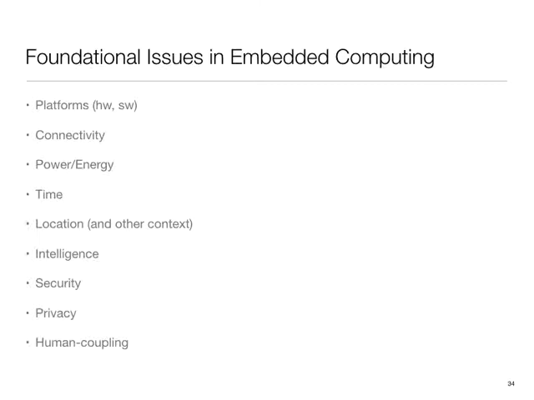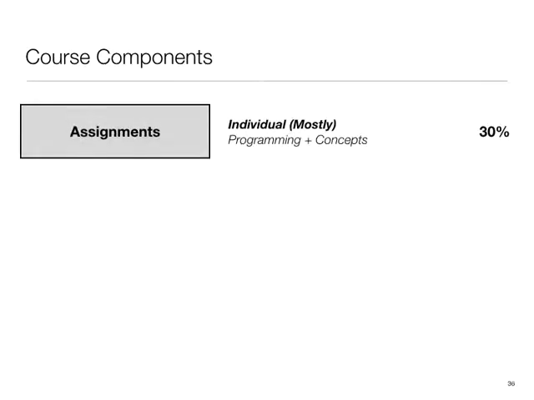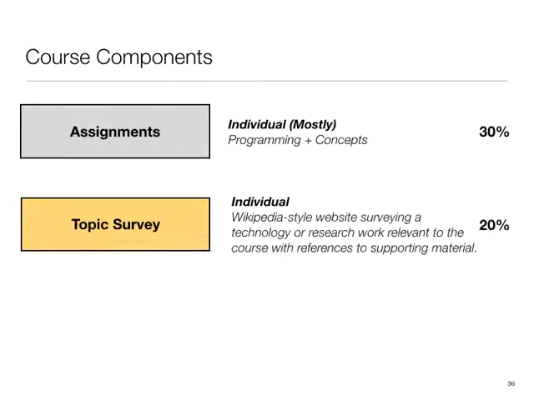So, okay, course logistics. We're going to have assignments, a topic survey. This is one way for me to make more room for lectures. I used to have in-class presentations. This year I'm switching to, you basically survey a topic out of a list I provide or which you get approval for, and you create a Wikipedia style website in effect after surveying this thing.